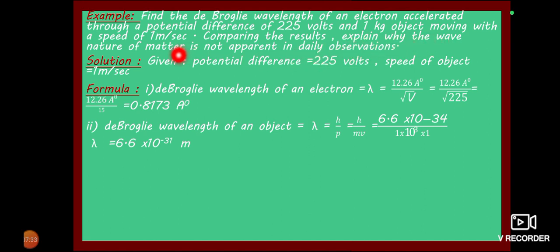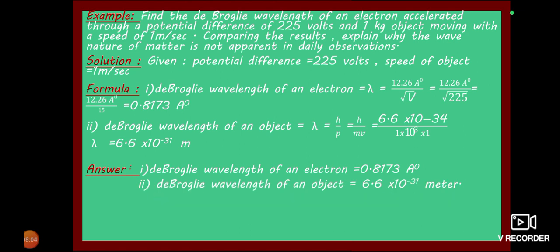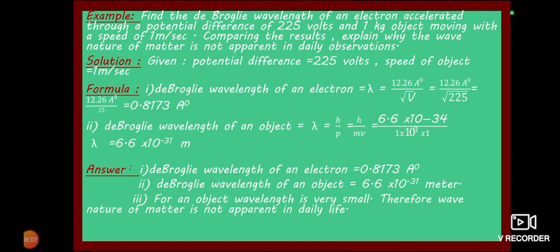Explain why the wave nature of matter is not apparent in daily observation. The answer for this is that if you compare lambda for an electron and lambda for an object, you will see that the wavelength for an object is very small compared to this. That's why we are not able to see such types of waves in our daily observations. So we note that answer here: for an object the wavelength is very small and therefore the wave nature of matter is not apparent in daily life.